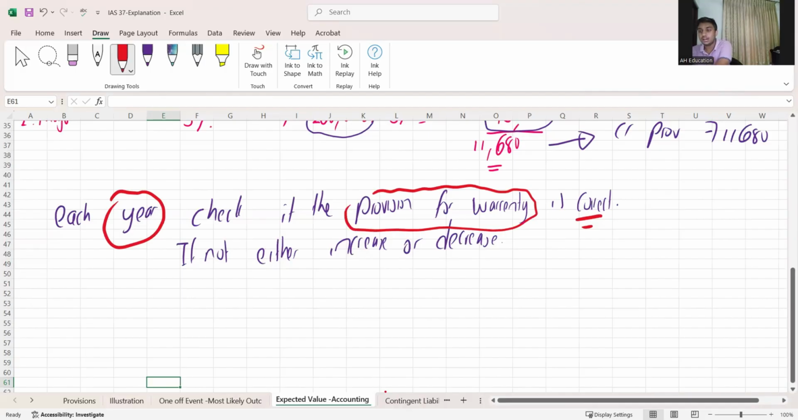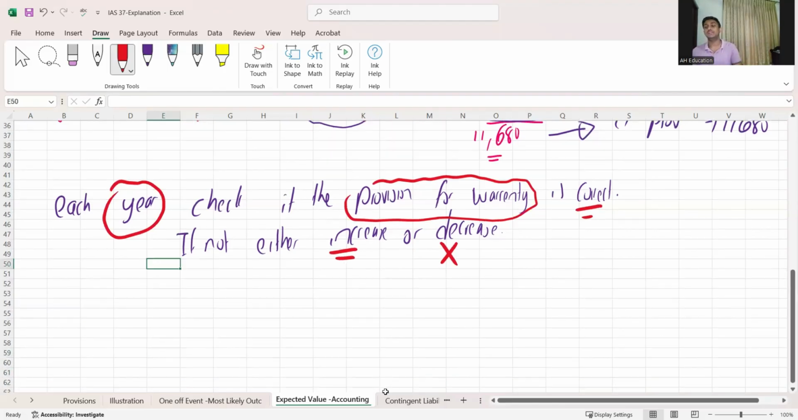Say next year, if we see that our product is quite crappy, or if it's a low quality product, then obviously we will be having an increase in warranty claims. If we have produced this year a proper product, then obviously next year there would be a decrease in warranty claims. Why? Because we have produced a quality product, so that next year no one will come and claim warranty.